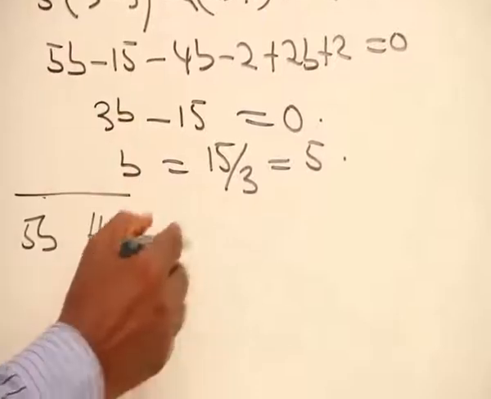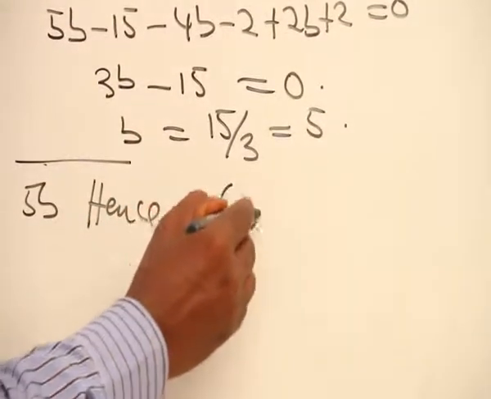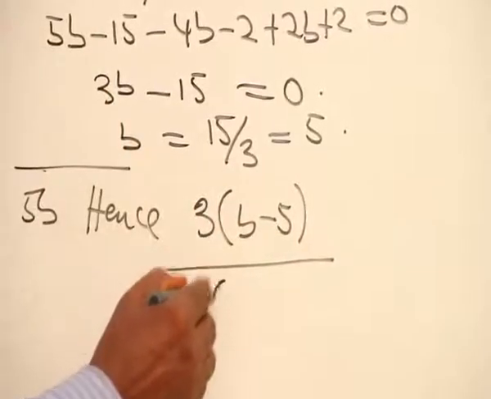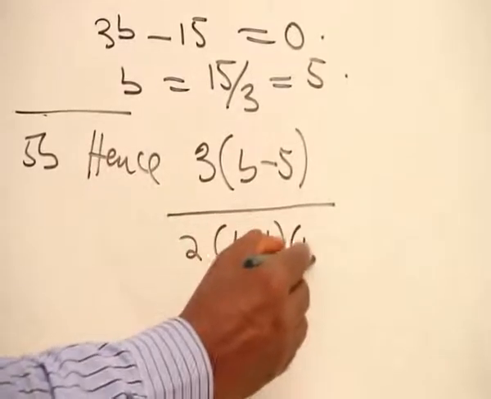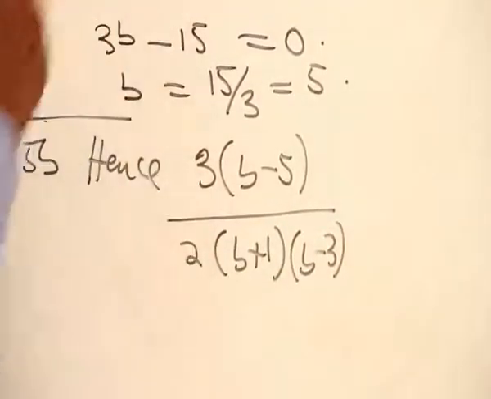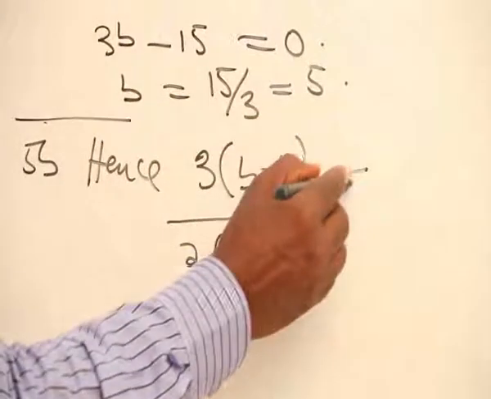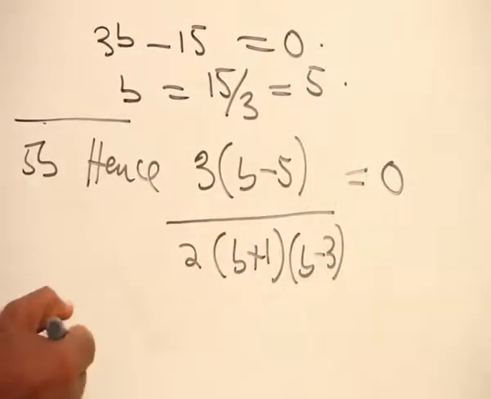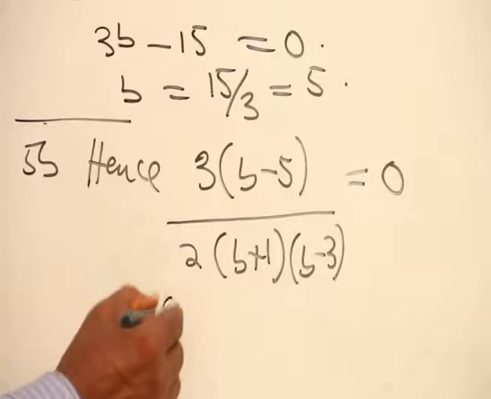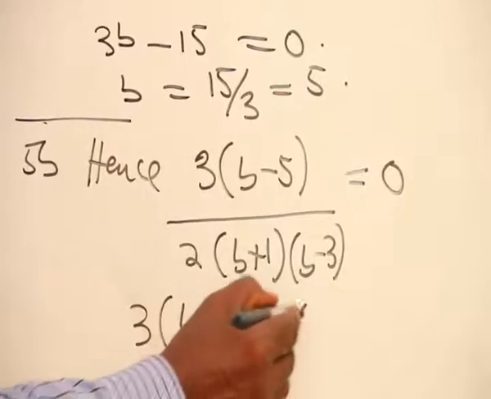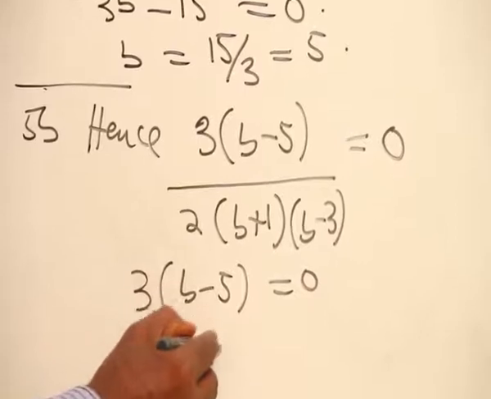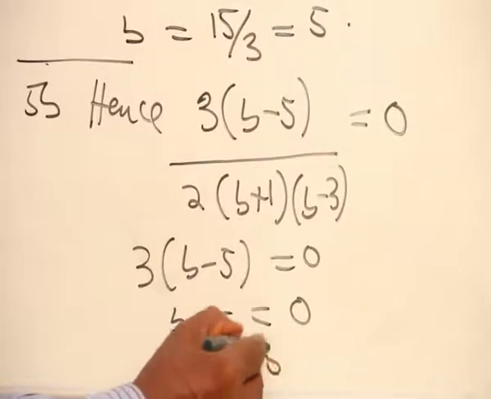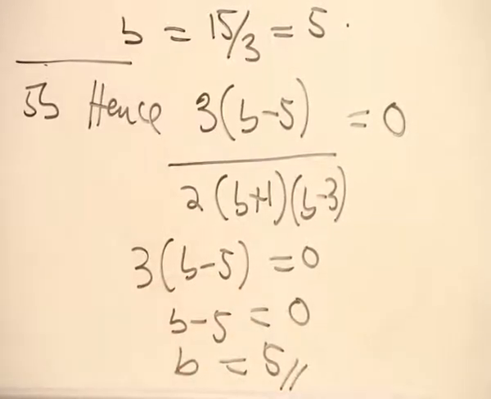What you had originally was 3 into b minus 5 all over the LCD, which was 2 into b plus 1 and b minus 3. Now, they say solve this equal to 0. So this one is now equal to what? 0. So by the time you cross and multiply, what will you have? You now have that 3 into b minus 5 is equal to 0. So our b minus 5 is equal to 0 divided by 3, which is 0. Therefore b is equal to 5, which is the same thing here.